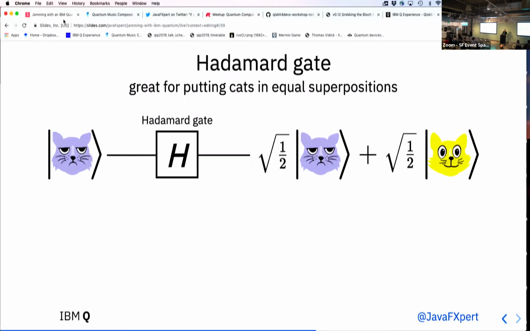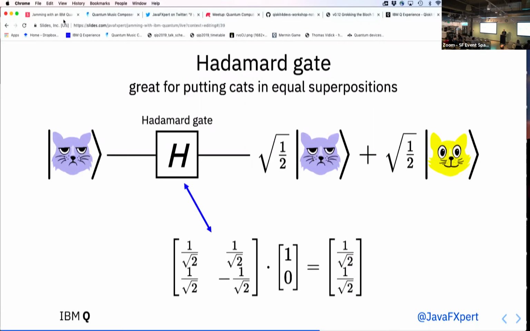Well, what's the linear algebra behind that? Well, the Hadamard gate is the matrix, and then for grumpy cat, we pick out the first column of that matrix, right? The one is in the first row, pick out the first column, and then we get this. So I multiplied this by the matrix. Oh yeah, so here we have equal superposition of grumpy and happy, right?